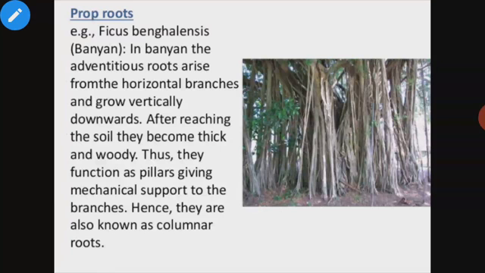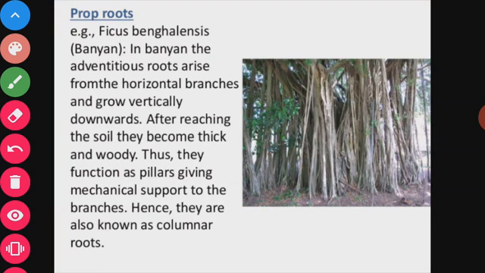In banyan, the adventitious roots arise from the horizontal branches, as you can see here in the diagram. These are the prop roots of the banyan tree. Banyan tree is a huge tree. These adventitious roots grow vertically downwards. After reaching the soil, they become thick and woody. Thus, they function as pillars, giving mechanical support to the branches.